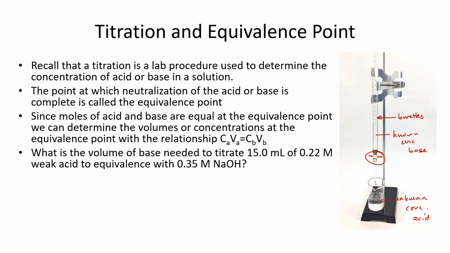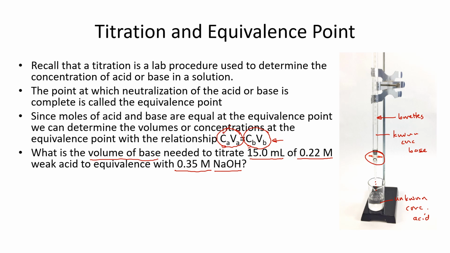So at that point, the moles of the hydrogen ions from the acid will be equal to the moles of the hydroxide ions from the base, and you'll be able to determine the concentration that was unknown using this nifty relationship here. So for example, we have a base. We got 0.22 moles per liter of the acid, and we got 0.35 moles per liter of this base. And so in this case, we want to know the volume of the base that is going to be needed to neutralize all of that acid.